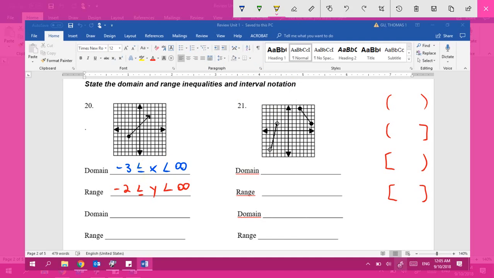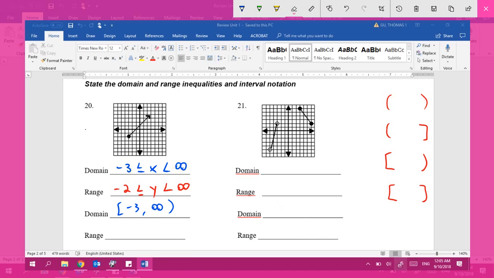So watch this. We can see that my first sign right here is a less than or equal to. That's a bracket, so I'm going to put a bracket. Then my sign over here is a less than, so I'm going to use a parentheses. And then the numbers inside this interval are just going to be exactly these two numbers in this order. So it's going to be -3, comma, infinity.